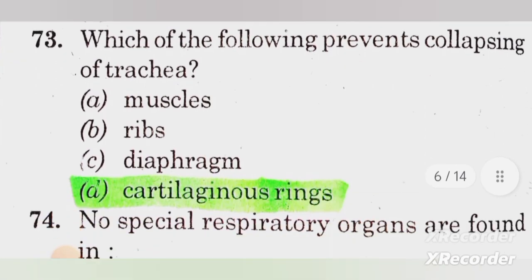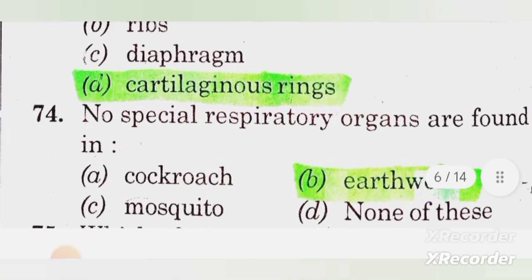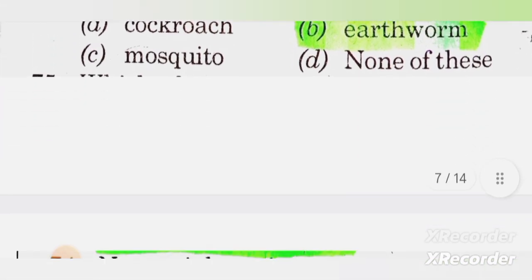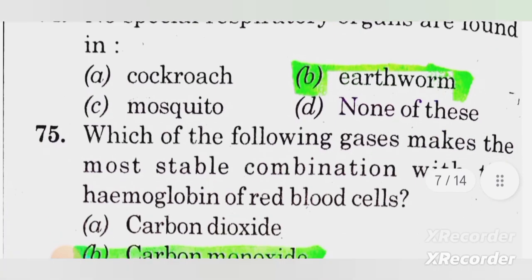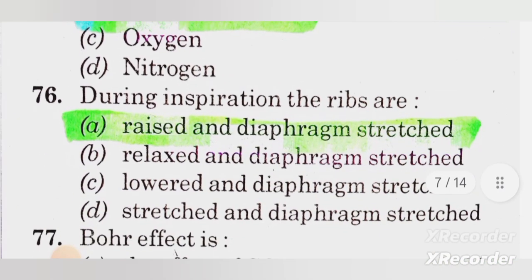Next, 73. Which of the following prevents collapsing of trachea? Answer D, cartilaginous ring. 74. No special respiratory organs are found in, answer B, earthworm. Next, 75. Which of the following gases makes the most stable combination with the hemoglobin of red blood cells? Answer B, carbon monoxide.